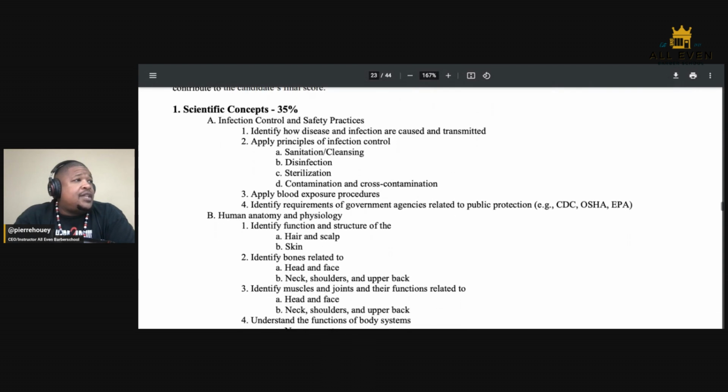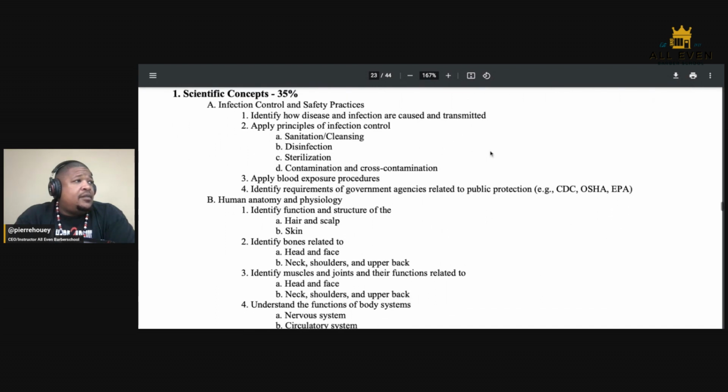All right. Scientific concepts, 35%. You got A, infection control, safety practices. Number 1, identify how disease and infection are caused and transmitted. What this means is when you go through this book, let me grab the book for you.